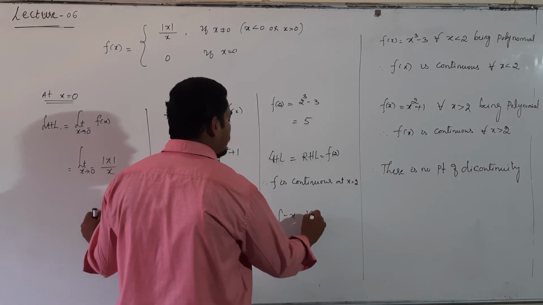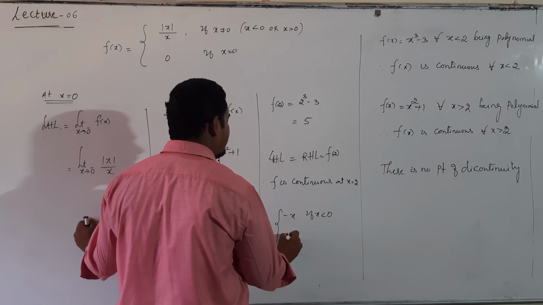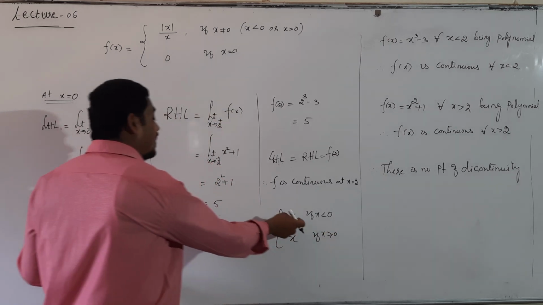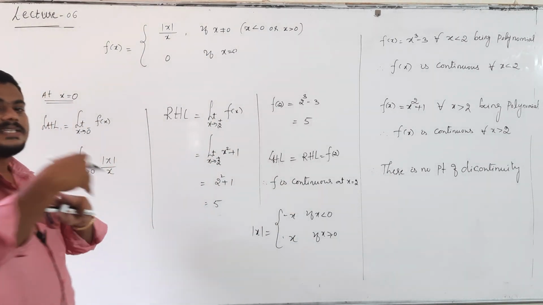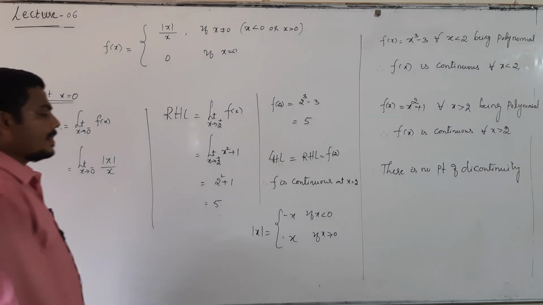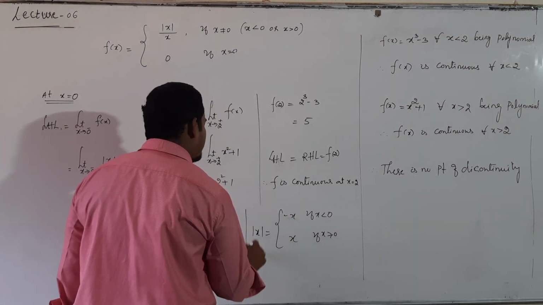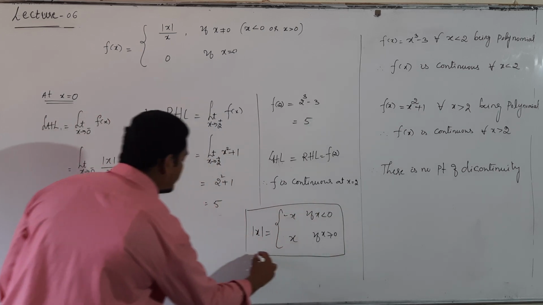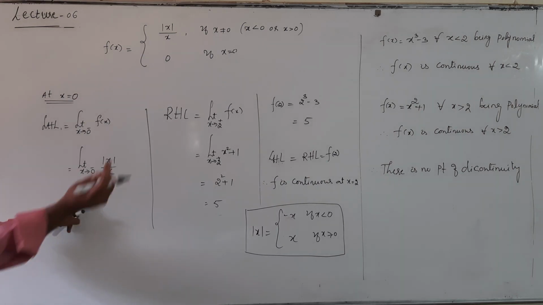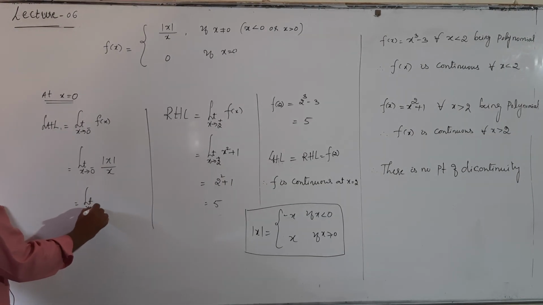Mod x is minus x if x is less than 0, and plus x, or simply x, if x is greater than or equal to 0. For all negative numbers mod x is minus x, and for all positive numbers mod x is plus x. So usually it gives a 0 by 0 form. First simplify, just use the definition of modulus of x.